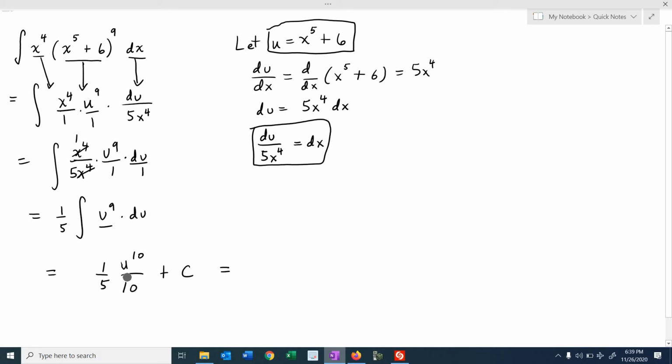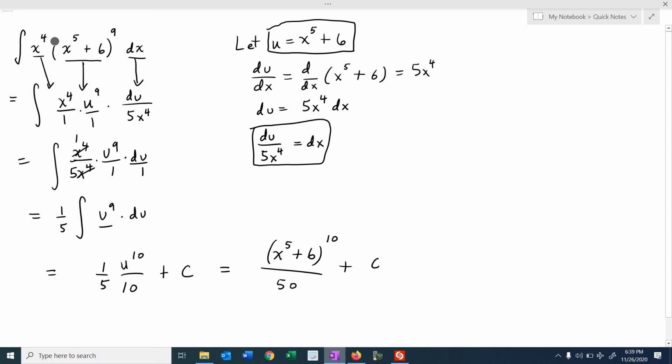Okay, now just remember, you have to substitute back in for the u, right? We converted this to a variable u so that it would be easier to integrate this function. And after you've integrated it, then make sure you go back and substitute for u. So u is really x to the 5th plus 6. So this is really x to the 5th plus 6 to the 10th power, all over 50. 5 times 10 plus some constant.